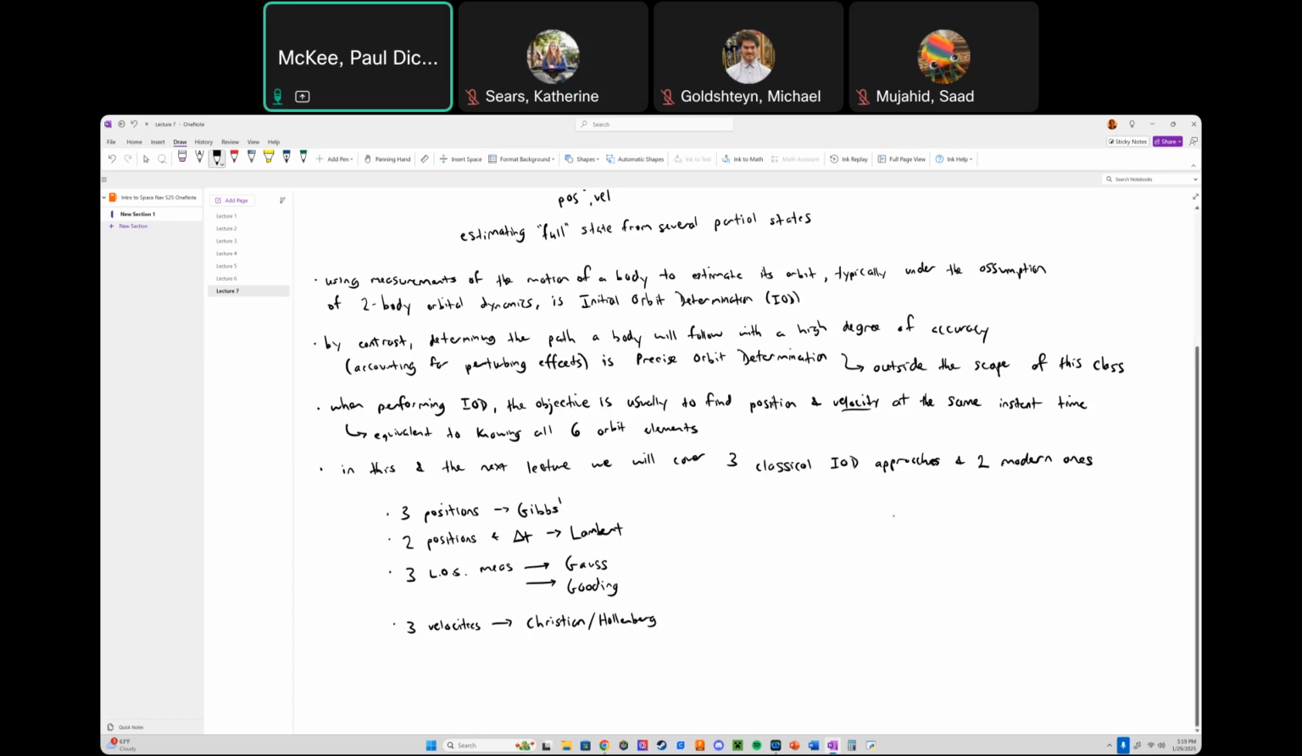And there's also the 2 velocities and a time of flight. We're going to leave that out for this class. I like to mention the 3 velocities one because that was developed right here at RPI in the last decade. So this is like state-of-the-art stuff.